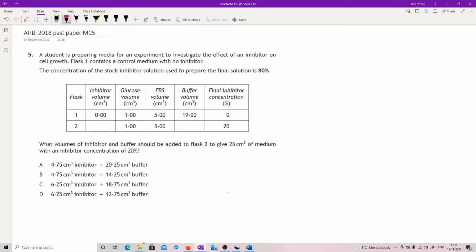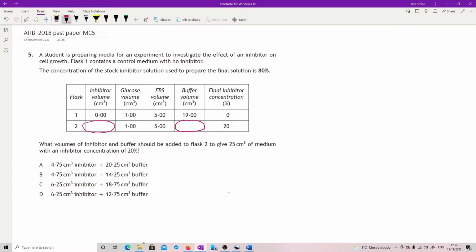Okay, a little bit of maths on this one. You could do this lots of different ways. We've got a student preparing media for an experiment to investigate the effect of an inhibitor on cell growth. Flask 1 contains a control medium with no inhibitor. The concentration of the stock inhibitor solution used to prepare the final solution is 80%. You are asked to work out what inhibitor volume and what buffer volume are required. What volumes would be added to Flask 2 to give 25 centimetres cubed of medium with an inhibitor concentration of 20%? Right, I did this in two stages.